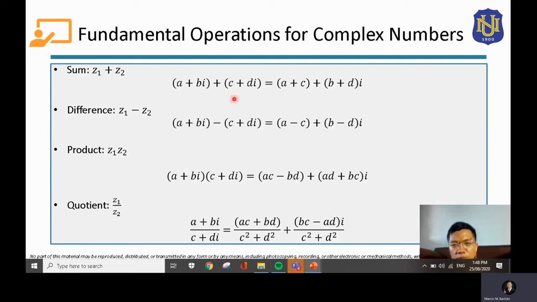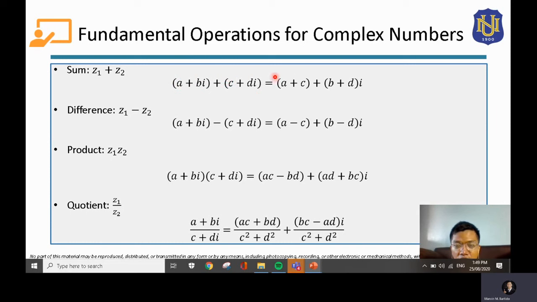Now let's proceed to the fundamental operations for complex numbers. The first operation is the sum or addition of complex numbers, z1 plus z2. Let's say z1 is a plus bi and z2 is c plus di. The rule here, if you add up two complex numbers in general form, is that you combine the real part to real part and imaginary part to imaginary part. Performing this operation, we just add the real parts. The real part of the first complex number is a, and here the real part is c, so that will just be a plus c.